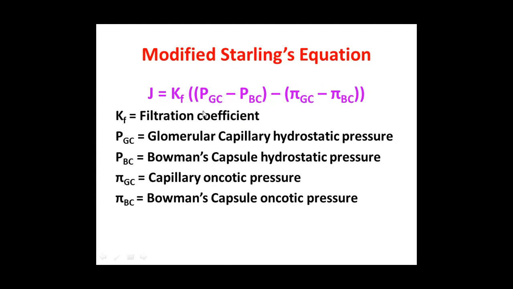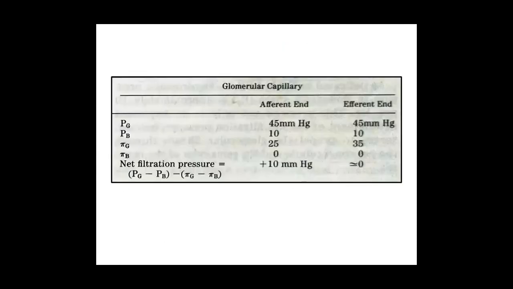Now let us see how it is operating. In the glomerular capillary, the hydrostatic pressure is a bit higher than in an ordinary capillary. Ordinary capillary hydrostatic pressure was 40, and here it is 45. Now the hydrostatic pressure of the Bowman's capsule is measured to be 10 millimeter of mercury.